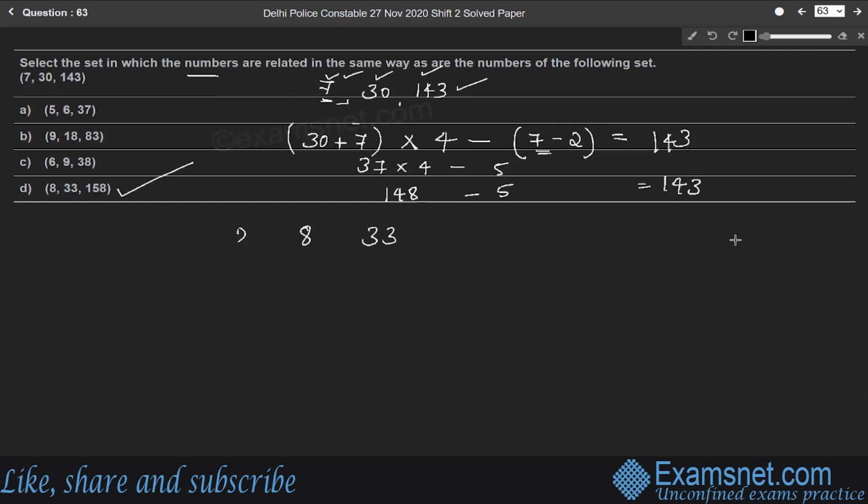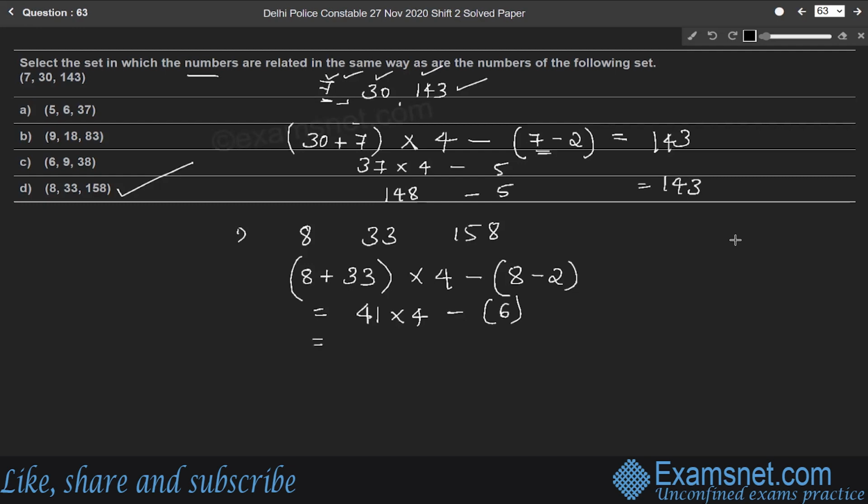8, 33 and 158. So the first number plus the second number, 8 plus 33, when their sum is multiplied by 4, minus the first number, minus 2, gives: 33 plus 8 is 41, into 4 minus, here it is 6. 41 into 4 is 164, minus 6 is 158. So that is the third number, right? Therefore, option D is the right answer.